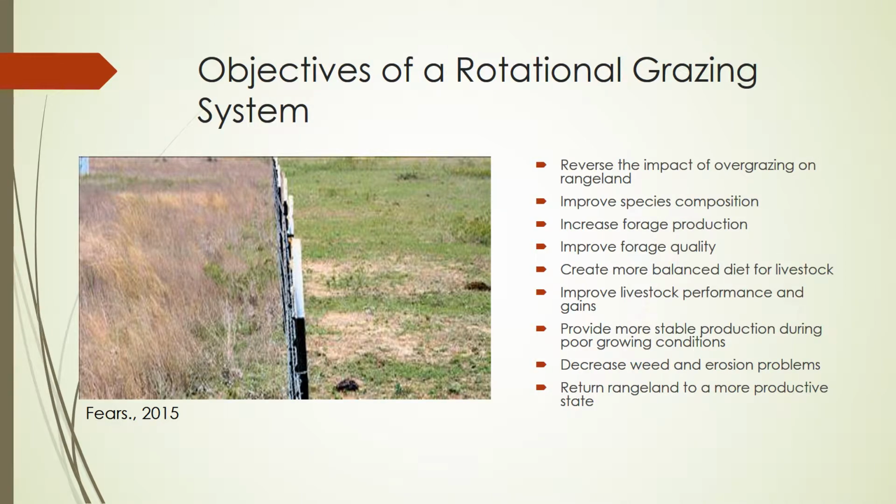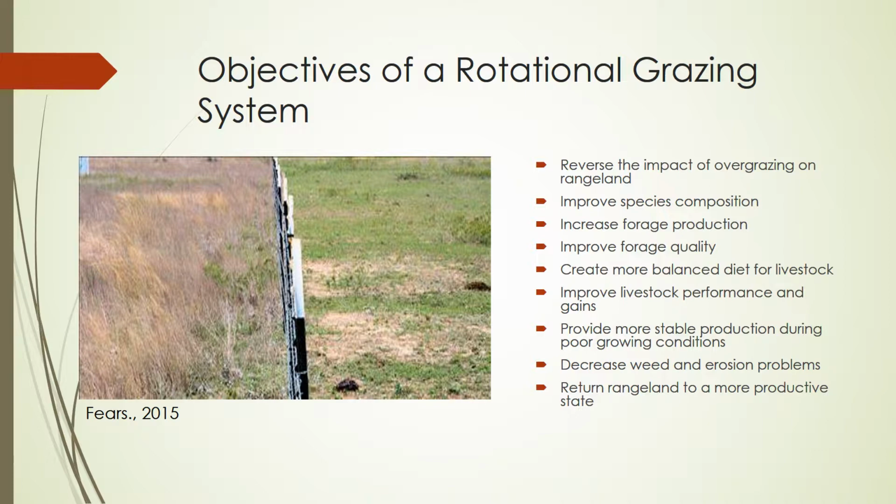The objective of a rotational grazing system is to reverse the impact of overgrazing on rangelands. The picture in this slide shows a rotationally grazed pasture on the left and an overgrazed pasture on the right. You can see from the picture that the rotationally grazed pasture has improved species composition, increased forage production, and improved forage quality from regrowth. It also allows livestock a more balanced diet.